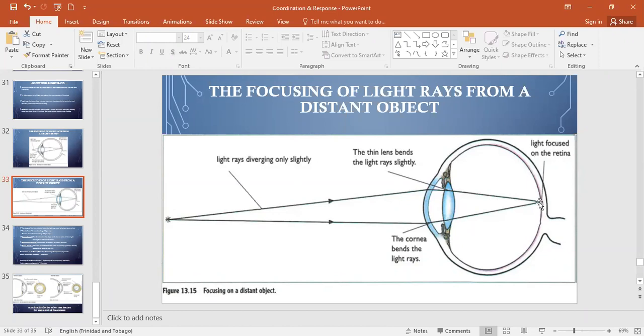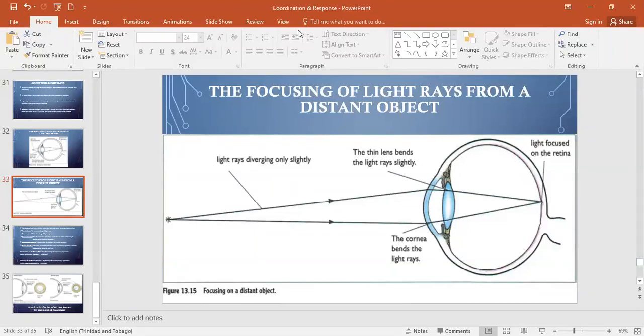And that's why it seems effortless, a little bit easier, to focus on a distant object as compared to a nearby object, because of how the light rays operate when you are referring to the two.